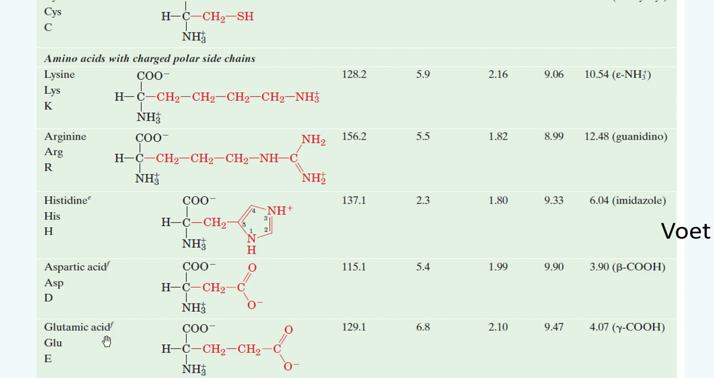The next amino acid is glutamic acid. Glutamic acid contains a 3-carbon chain. So this is propanoic acid. This is carbon number 1, carbon 2, and carbon 3. So this is a propanoic acid which is attached to the alpha carbon, and that makes glutamic acid.